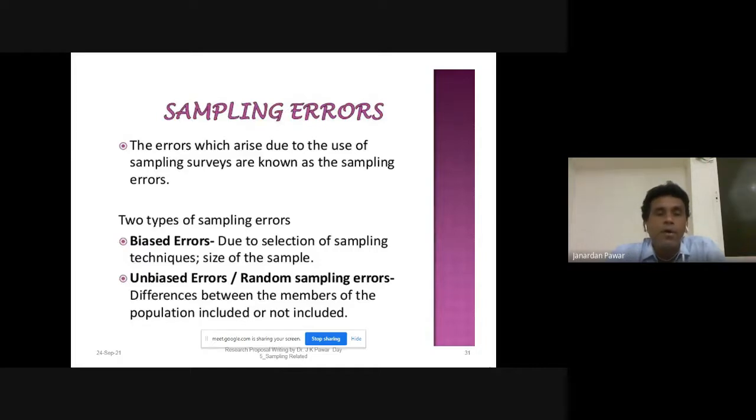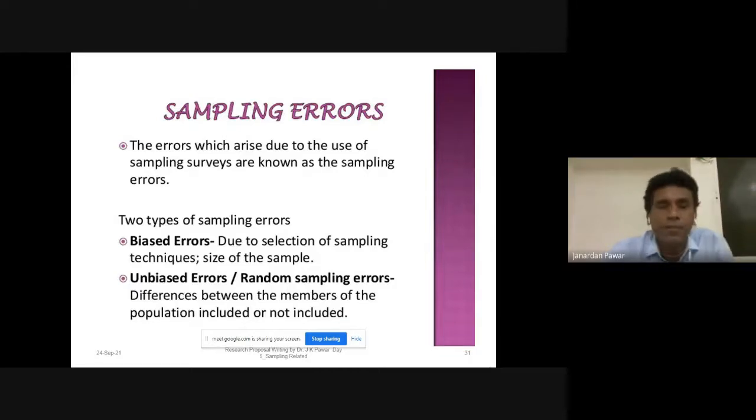As I told you, if you are using a simple random sampling method, there is no logic in random sampling. We select according to our own logic or our own desire. So there is no logic, and when we do not apply a certain type of logic, then there is a possibility of getting errors. So these are the two types of errors that we face in the sampling process, or while deciding the sampling or sample size.